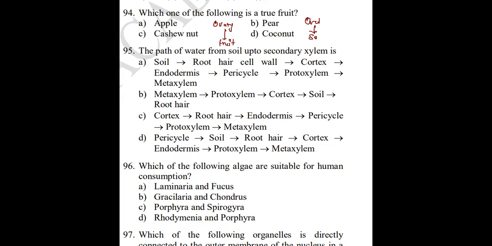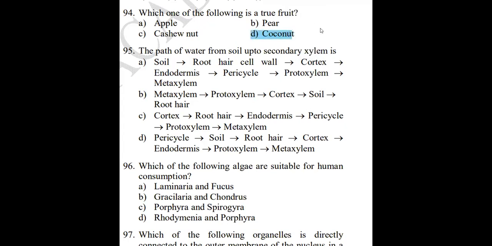First, we have to understand what is a true fruit and a false fruit. True fruit means any fruit which comes only from the ovary. If the fruit develops from the ovary and other floral parts, then it is going to be a false fruit. So apple is a false fruit, cashew nut is a false fruit, pear is a false fruit, but coconut is the true fruit, which means it develops only from the ovary. So the correct answer for this question is going to be option D.